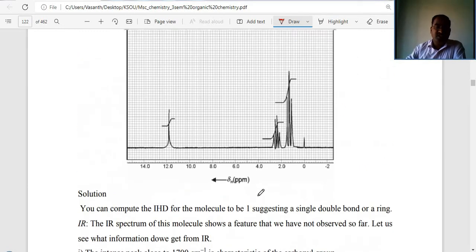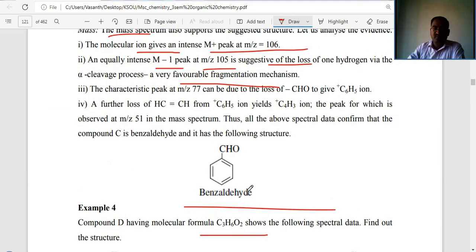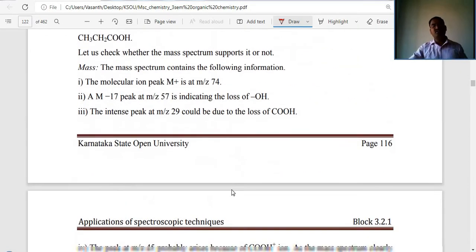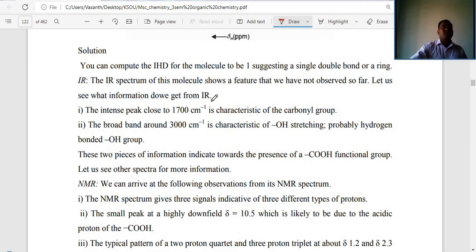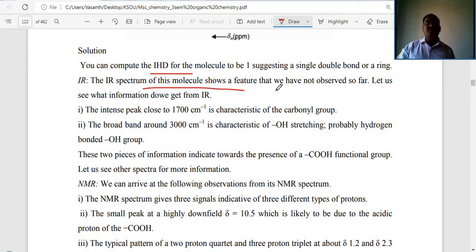Finally, the solution. We can compute the IHD for the molecule to be 1, suggesting a single double bond or a ring. The IR spectrum of this molecule shows a feature that we have not observed so far. Let us see what information we get from the IR.